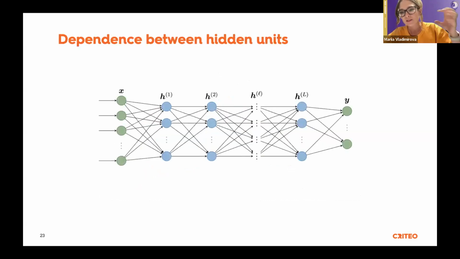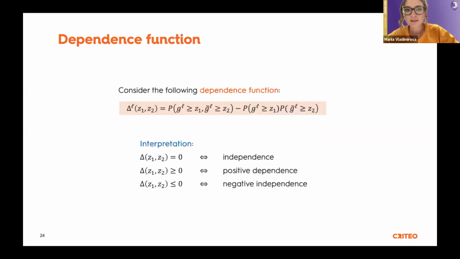Since a new hidden unit in a neural network is a linear combination of the units of the previous layer, the hidden units in one layer are dependent on each other, because they are linear combinations of the same hidden units of the previous layer. This makes everything complicated, and then we need some dependence properties. For example, consider this dependence function, which has an easy interpretation: it's the difference between the joint distribution and the product of the marginals. If it equals 0, then it's independent. If it's positive, we have positive dependence. If it's negative, we have negative dependence.